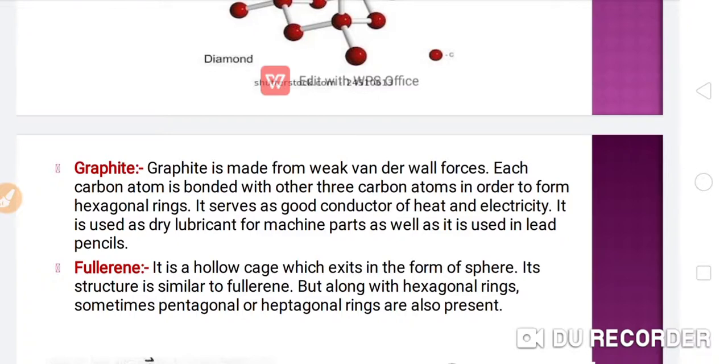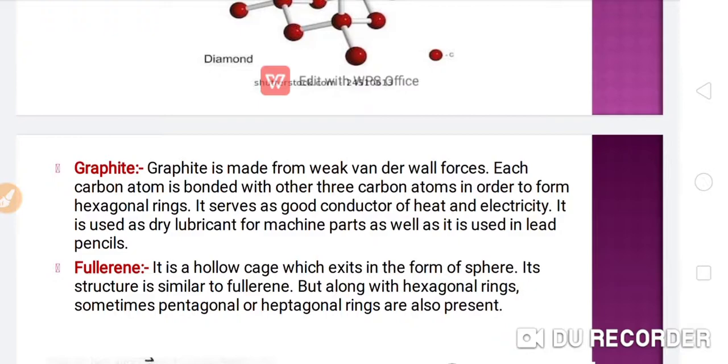And here only 3 valences are fulfilled by the 3 other carbon atoms. It serves as a good conductor of heat and electricity. Why? Because of the presence of an extra electron, which is responsible for the conductance of electricity. In the case of graphite, only 3 valences are completed by bonding and 1 electron is left out.